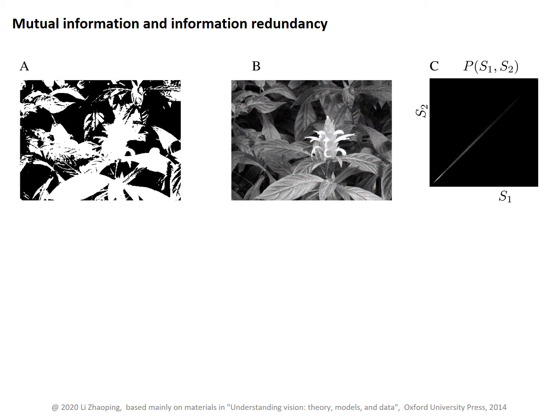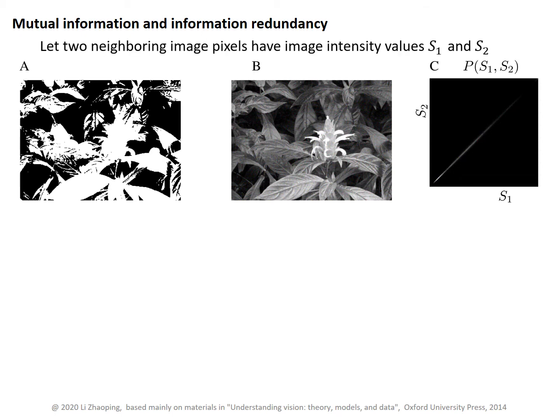Let's use mutual information measure to understand information redundancy. Let two neighboring image pixels have image intensity values S1 and S2. In the first image, each pixel is either black or white, takes value 0 or 1 in binary. In the second image, pixel intensities are grayscale integers between 0 and 255.